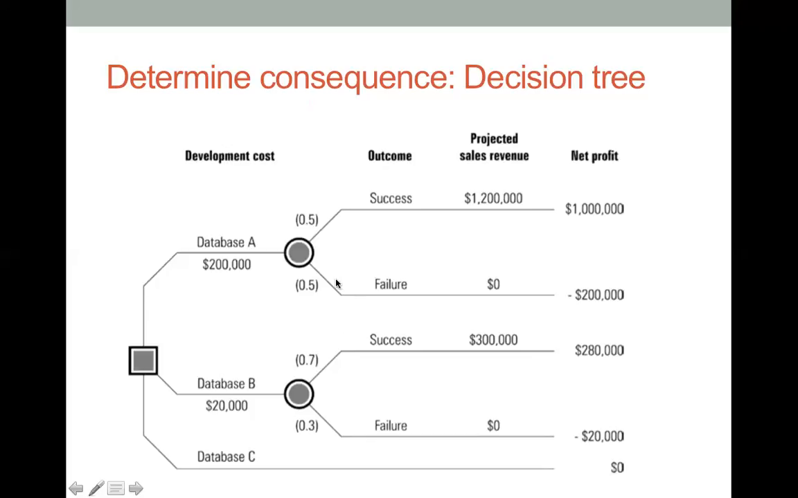And what about if it is a failure? Well, if it is a failure, which is a 50% chance, that means we receive nothing. We'll receive zero revenue. What does it mean? We are losing money, the money that we use to develop the database A, and so on and so forth.